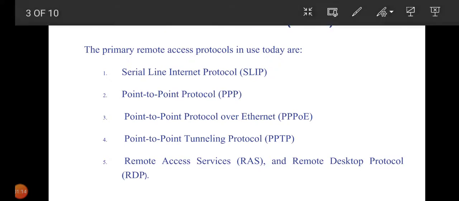So technically remote access protocols are classified into 5 different types. One is known as serial line internet protocol or SLIP. Then we have point to point protocol, which is PPP. Then point to point protocol over Ethernet and point to point tunneling protocol, as well as remote access services and remote desktop protocol. The latest being the remote desktop protocol.